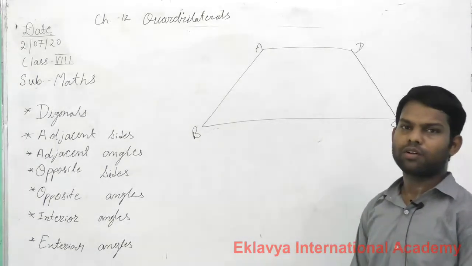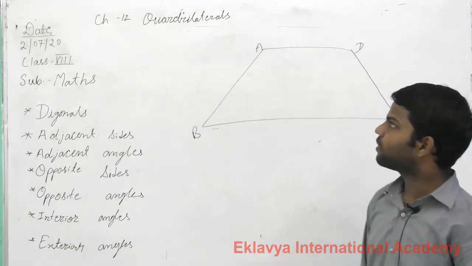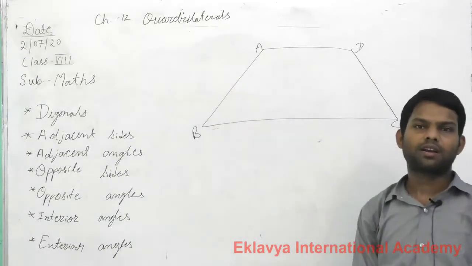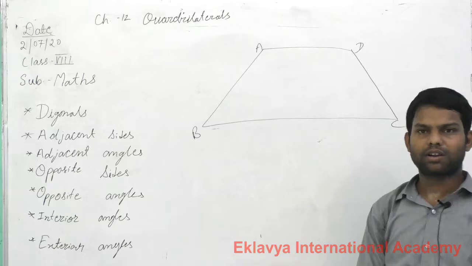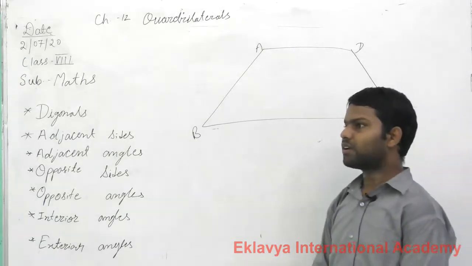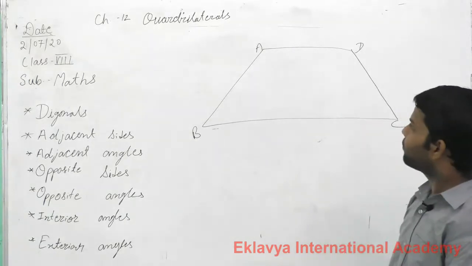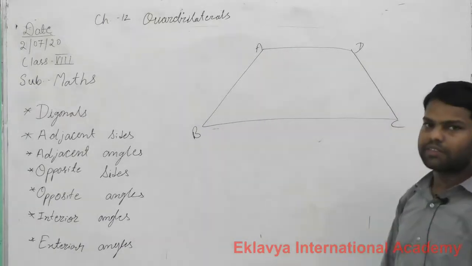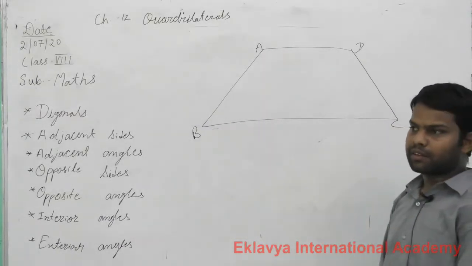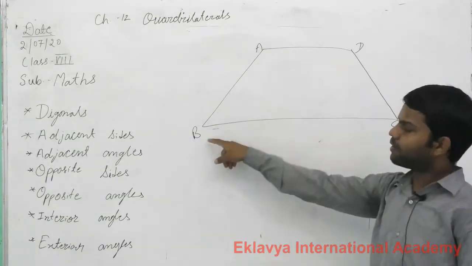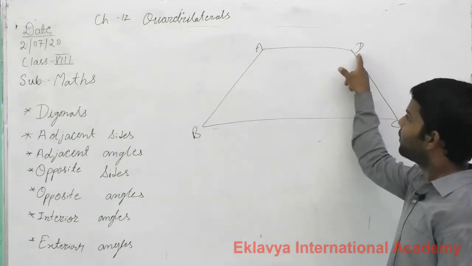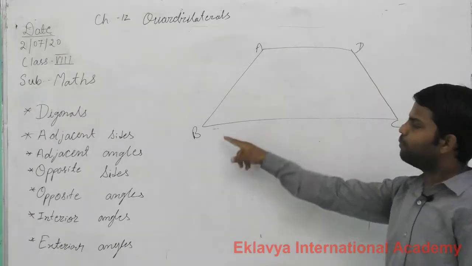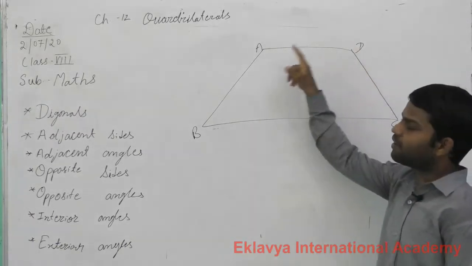Today we read about chapter 12. It is quadrilateral. First, what are the definitions of quadrilateral and what does quadrilateral mean? Definition of quadrilateral. A quadrilateral is defined as a closed figure which is made by four line segments that are AB, BC, CD and DA. Here four line segments are AB, BC, CD and DA.